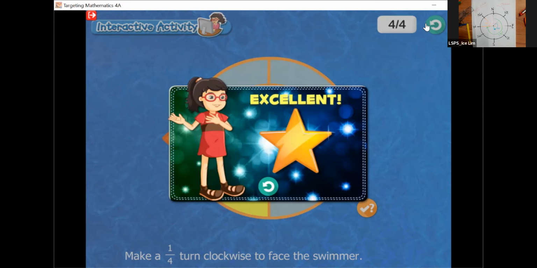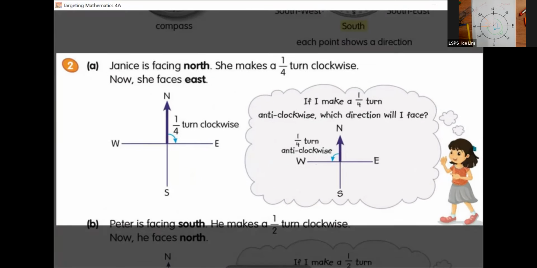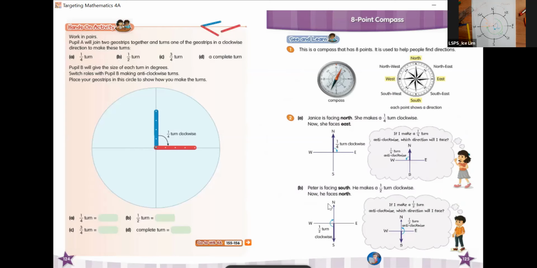Okay, very good. So back to our compass directions. Just now you're already able to start verbalizing. If Jenny starts by facing north, makes a 1/4 turn clockwise, she faces east. If she turns 1/4 turn anti-clockwise, she faces west. Is this okay? Sounds okay so far? Most are quite all right.